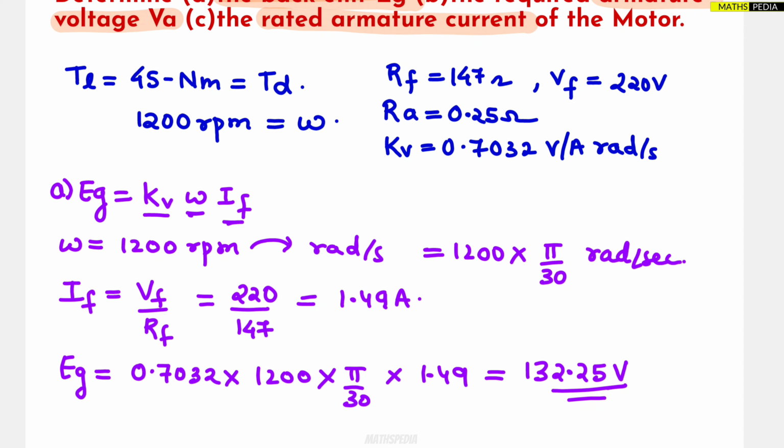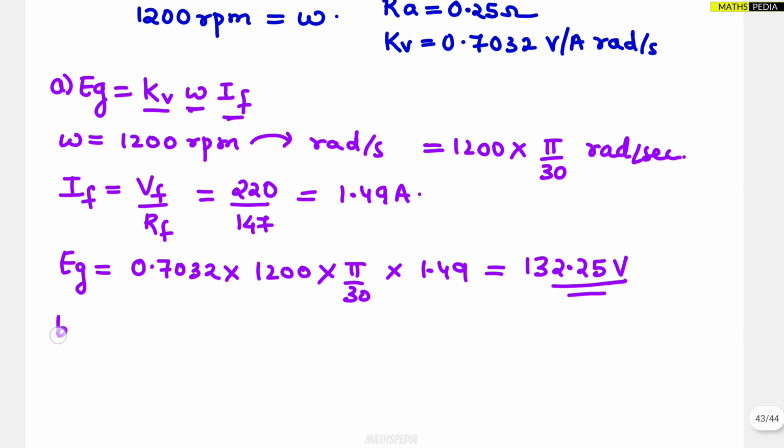Let us now go for the second part of the question. We have to find the armature voltage VA. So VA, remember what is the formula we are going to use? It is IA RA plus Eg. So Eg we already found out in the previous case. IA RA, now RA is given. You can observe over here, RA is given, but IA is not given.